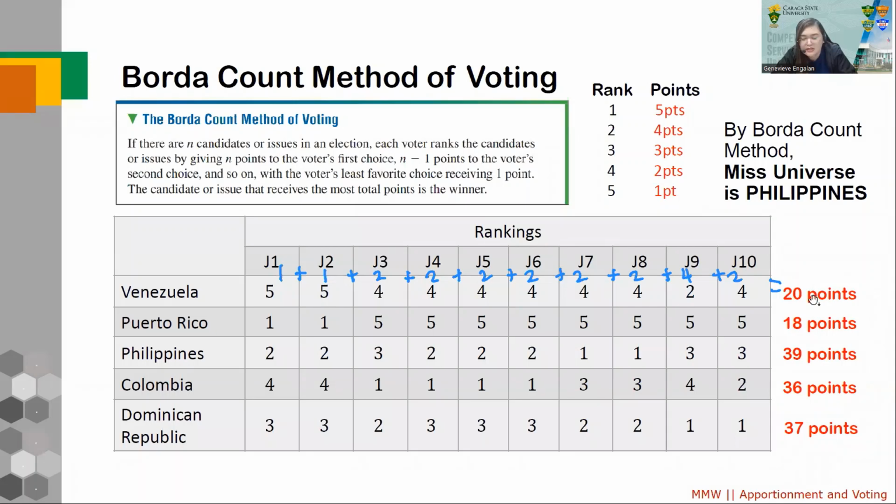Yes, ma'am. Okay, so using the Borda count method, inside the OG. Inside the OG of which country? Philippines. Philippines, good. So using the Borda count method, Miss Philippines is the winner of the 70th Miss Universe. So Miss Colombia, wrong lecture. Okay, so using the Borda count method, the winner is different compared to the plurality method.